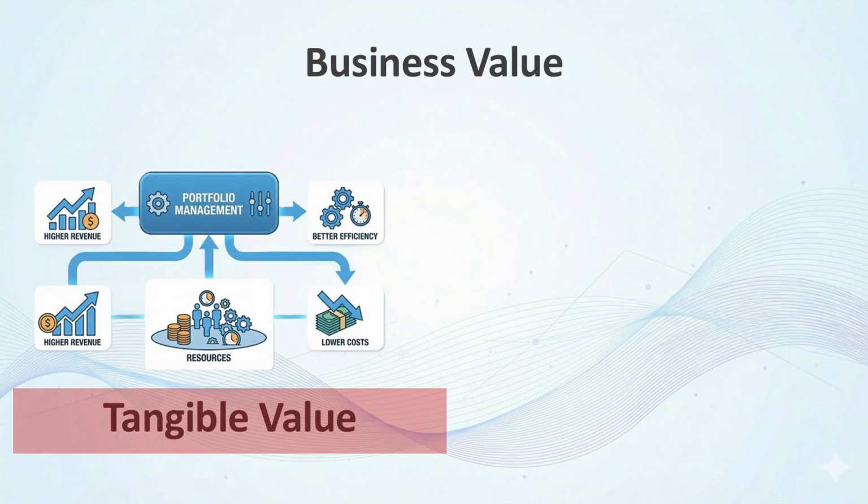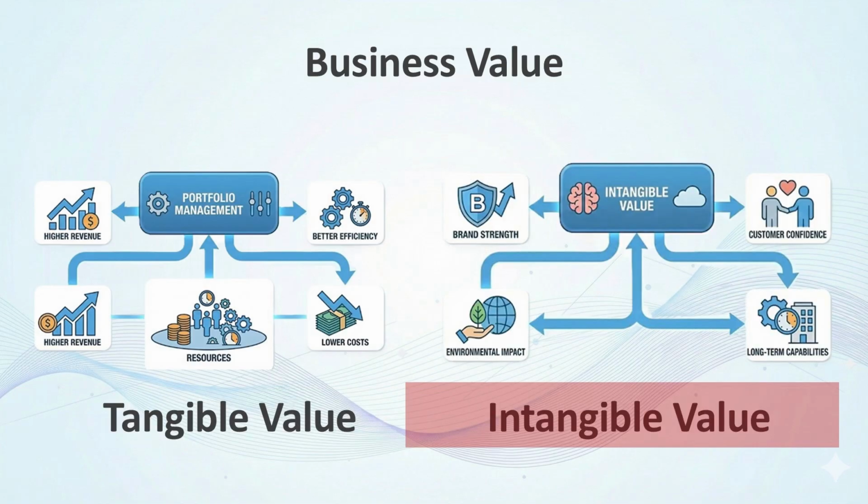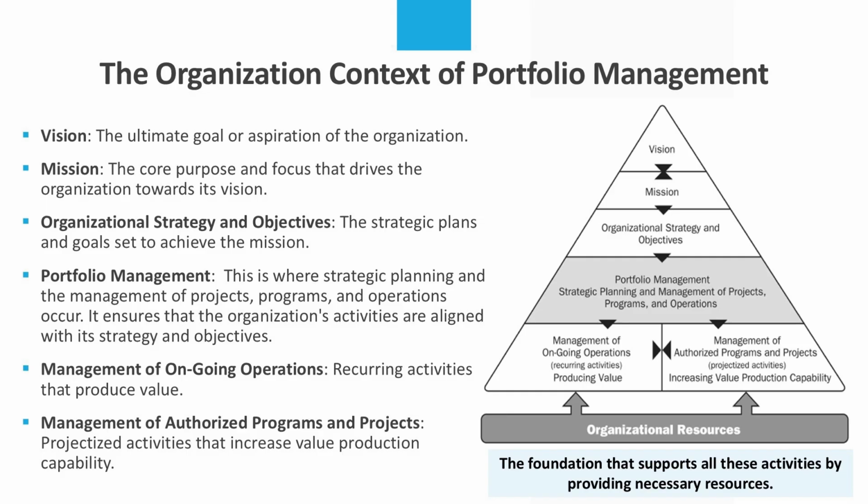When we talk about tangible value at the portfolio level, we are talking about value you can actually measure. From PMI's perspective, this includes outcomes like higher revenue, lower operating costs, or better efficiency across the organization. For example, a portfolio may increase revenue by accelerating market-facing initiatives, reduce costs by eliminating duplicate efforts, or improve efficiency by investing in shared platforms instead of isolated solutions. Not all portfolio value shows up immediately in financial numbers. PMI also recognizes intangible value, such as brand strength, customer confidence, environmental impact, and building long-term organizational capabilities. Now that the context is clear, let's dive in.